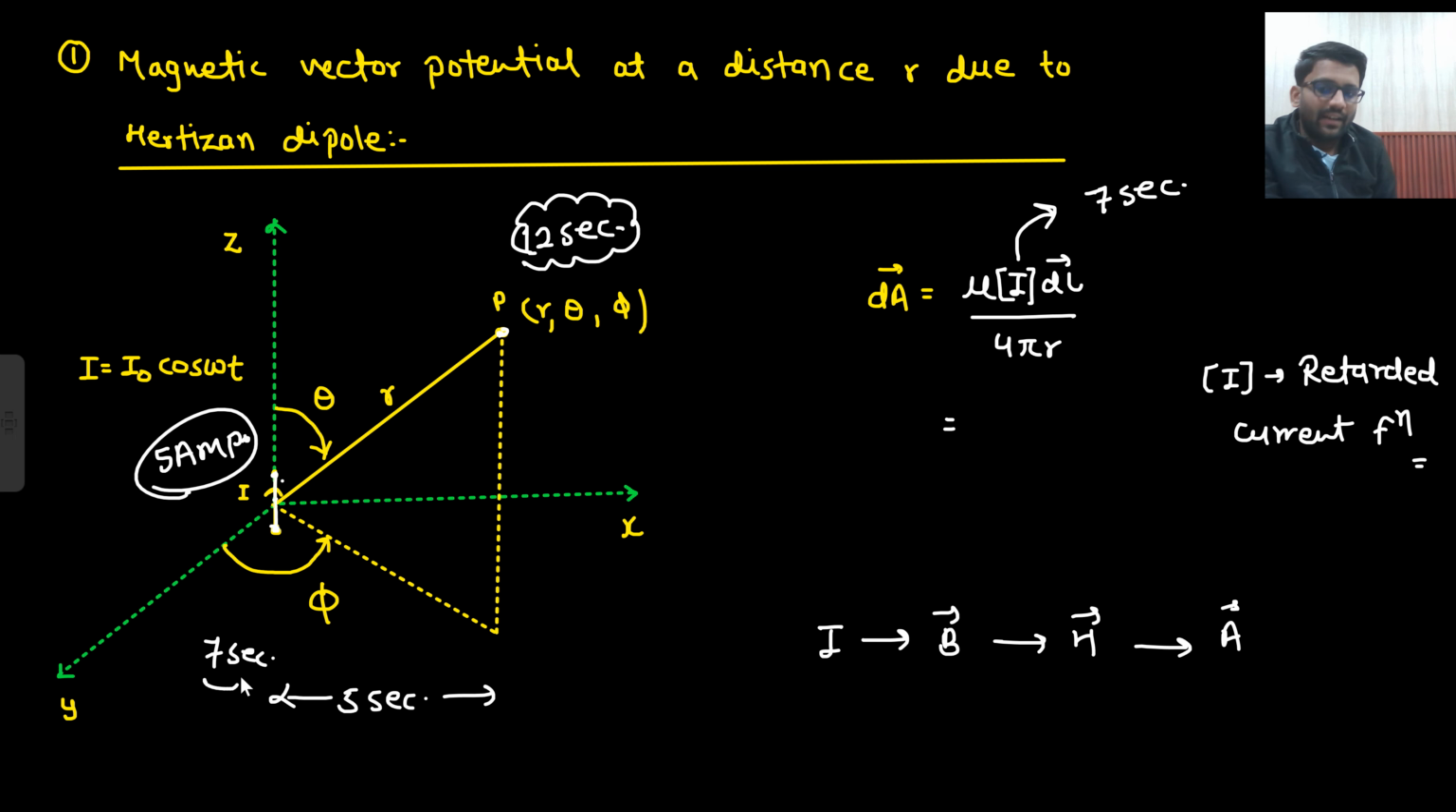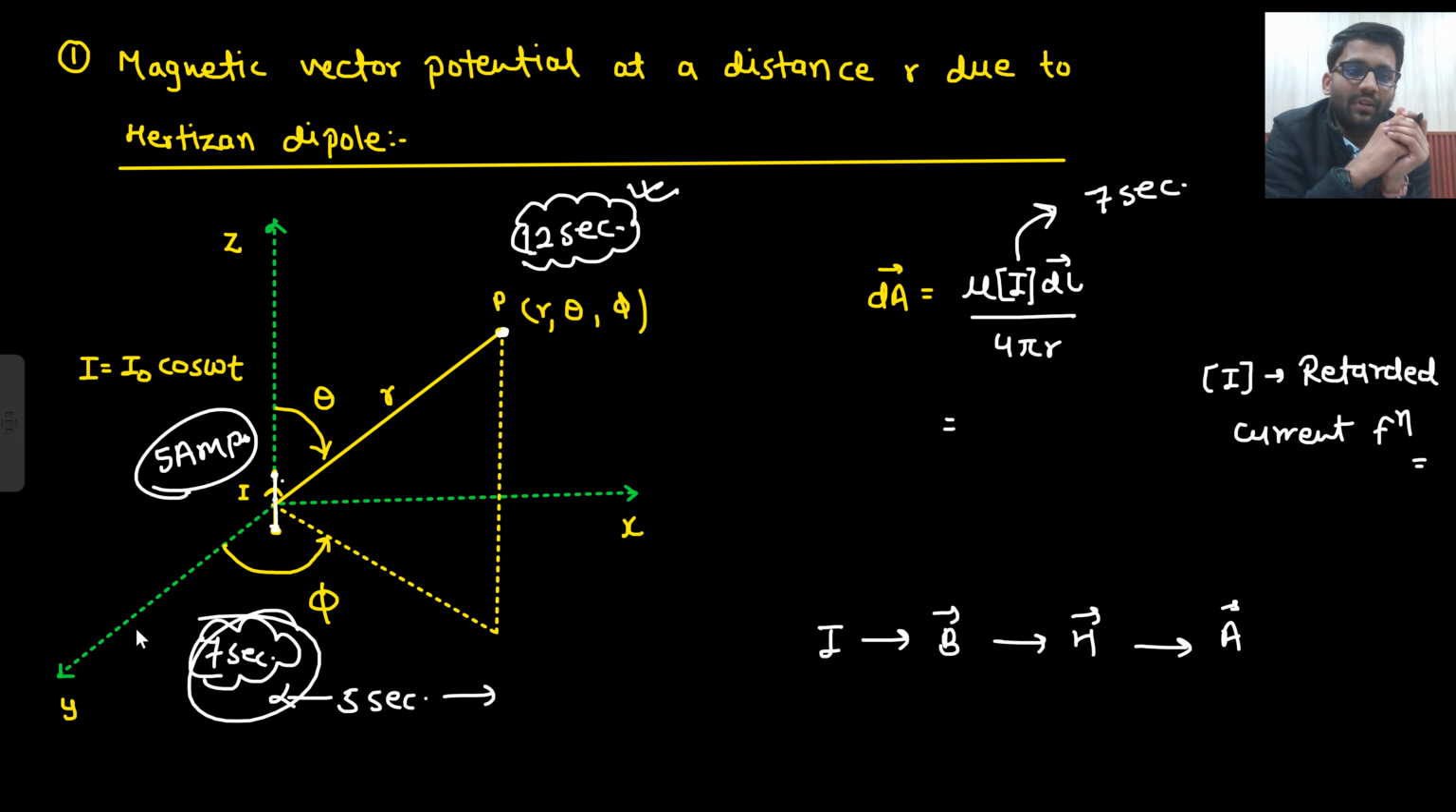In this wire, the current at 7 seconds was 5 ampere. Now, because of this current, the magnetic vector potential at this point will be reaching after 5 more seconds. That means it will be reaching at 12 seconds. So the magnetic vector potential at point P, you are writing down because of the current at 7 seconds. Although you are getting the potential here at 12 seconds, you are writing down the current of 7 seconds.